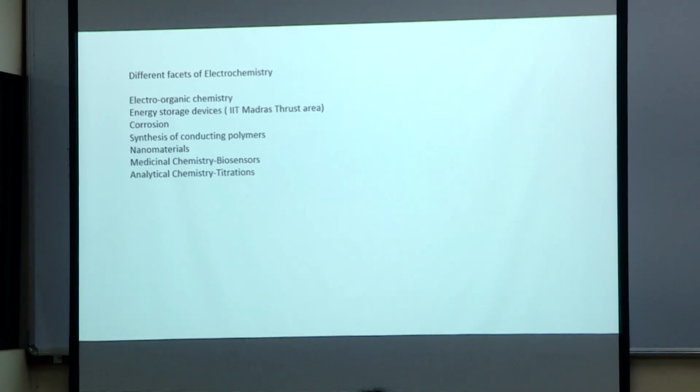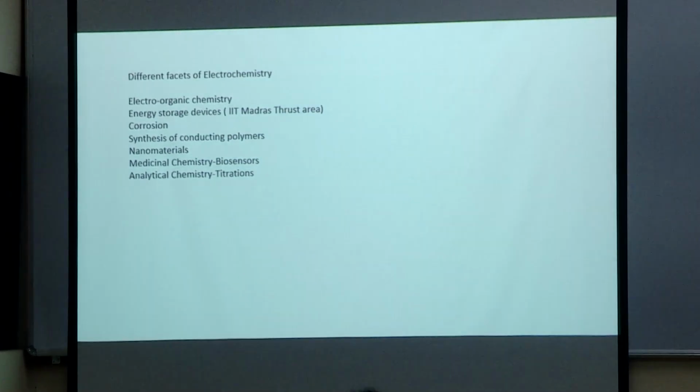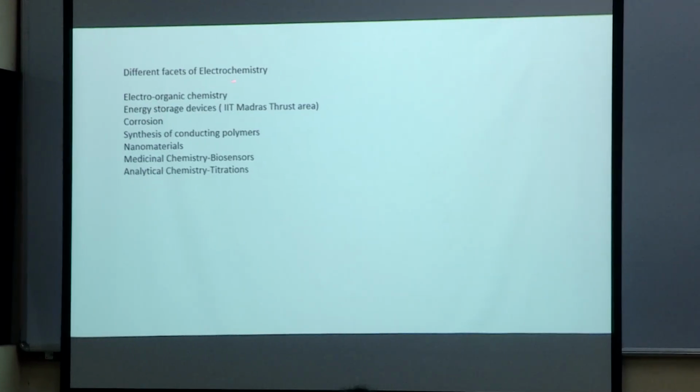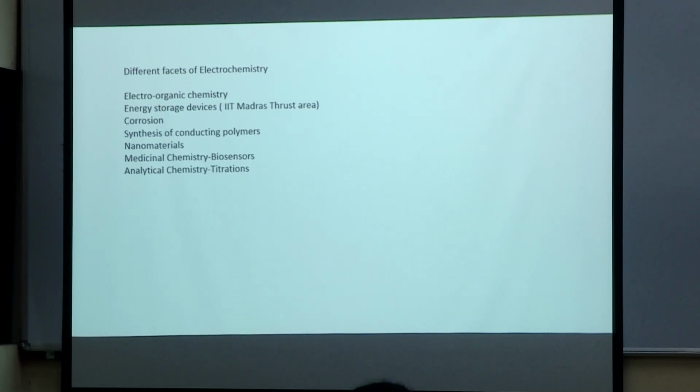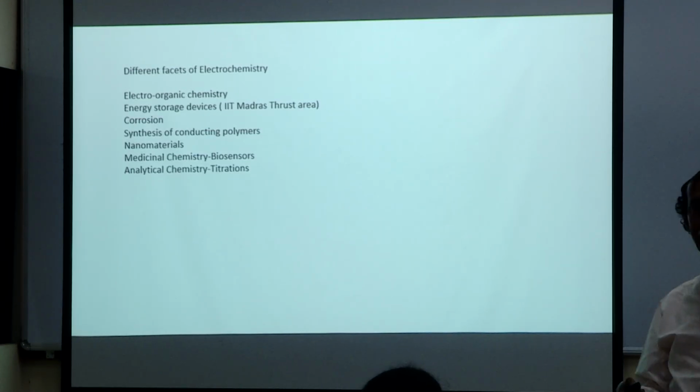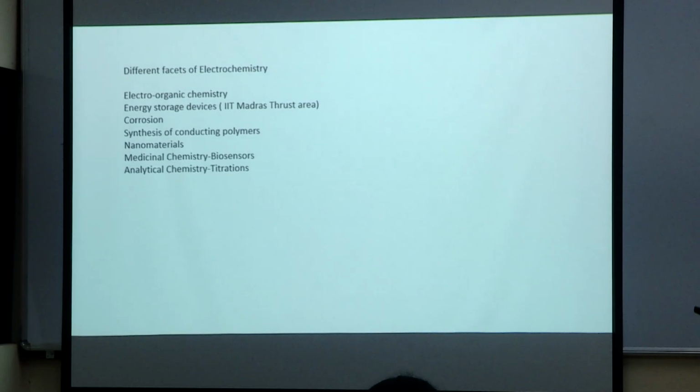Right? Then I will spend 5 minutes on this. What are the various facets of electrochemistry? Electro-organic chemistry. That means today you can synthesize many organic compounds only by the electrochemical route. There is no other route available to synthesize some organic compounds except the electro-organic route. Specifically, if you want a stereo-specific product, it's possible. Right?